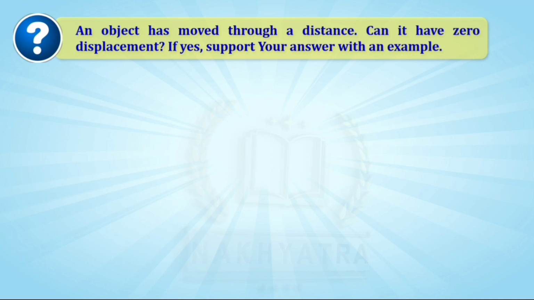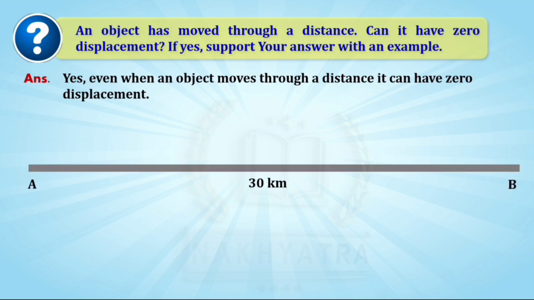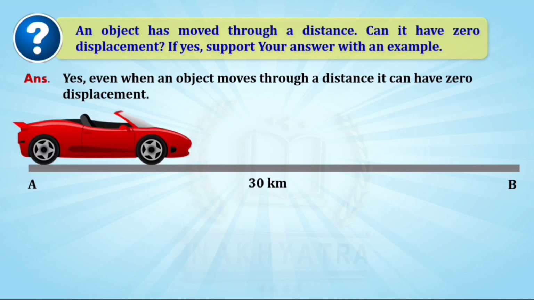See here, an object has moved through a distance. Can it have zero displacement? If yes, support your answer with an example. Yes, even when an object moves through a distance, it can have zero displacement. We already studied this a few slides back, right? So see here again, I'm giving you an example.